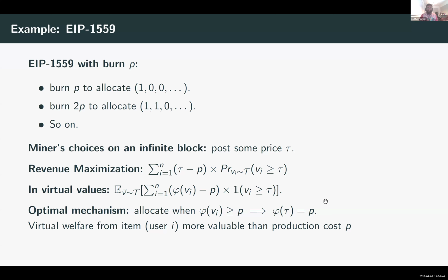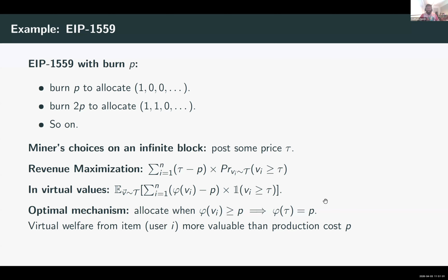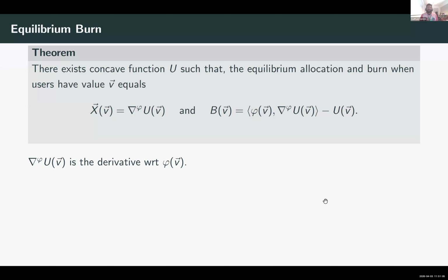An economic intuition here is that I have to include user i whenever the virtual value that I get from this user i is more than the production cost that is incurred on me by the on-chain part of the transaction fee mechanism. All right, so this is a nice way to think about off-chain play.